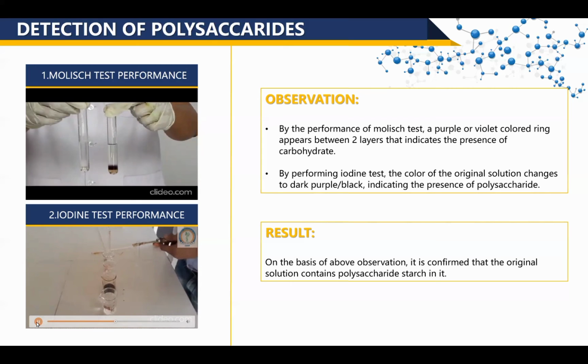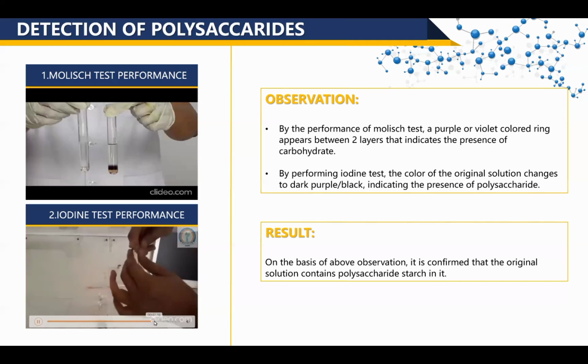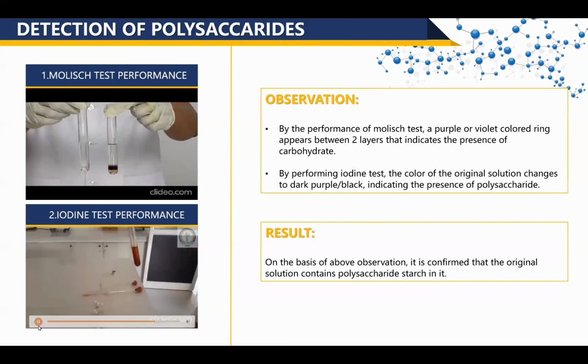For the second test tube, we performed with the same method, and as you can see that the iodine solution is dissolved completely. It gave orange brown color, which means that the test is negative for polysaccharide.